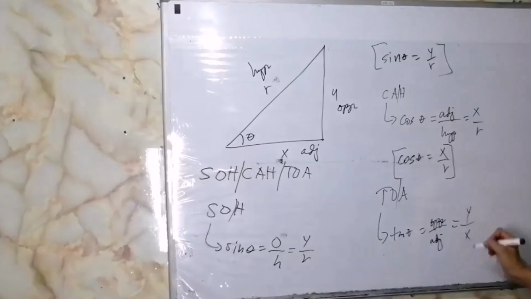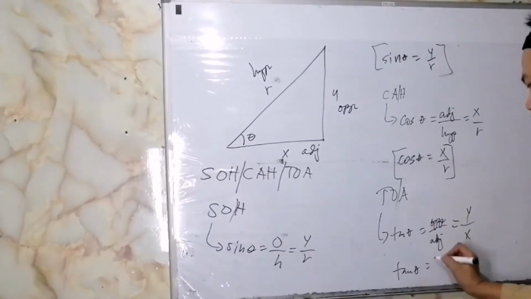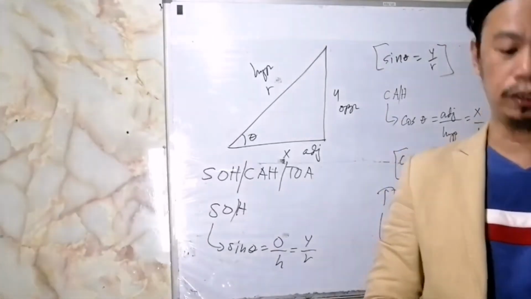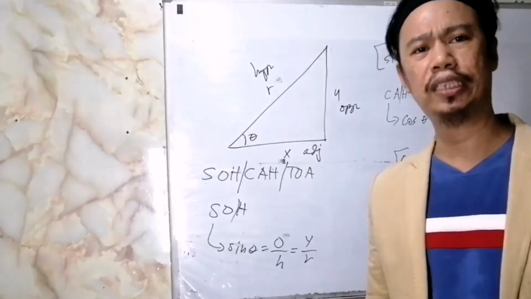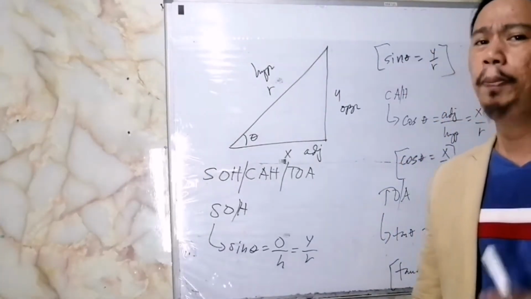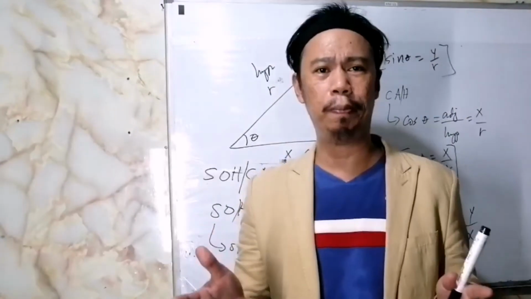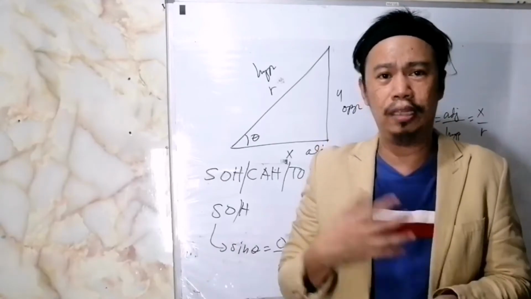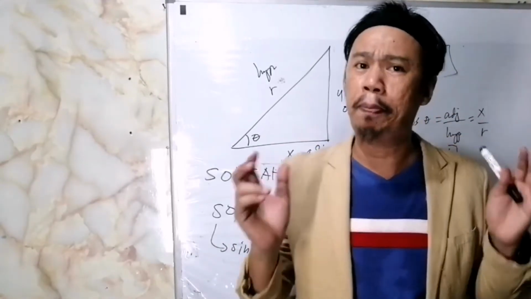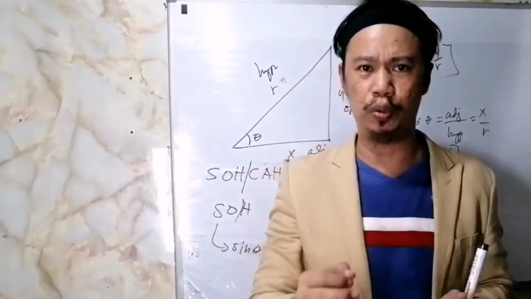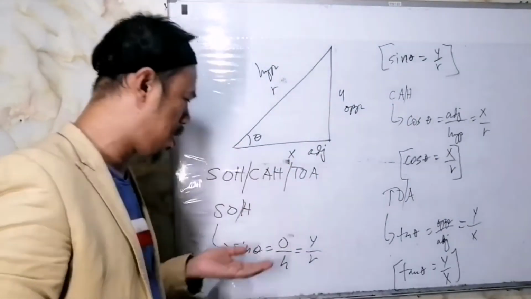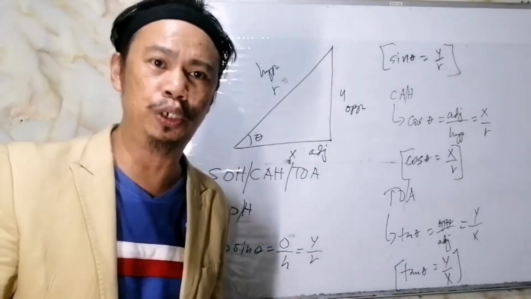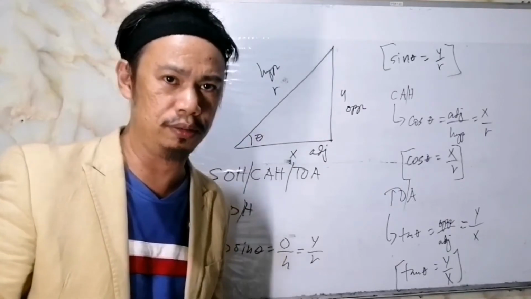Adjacent is the X. Therefore, tangent theta is equal to Y over X. So that is the SOHCAHTOA. Why do we need to study this SOHCAHTOA? Because SOHCAHTOA has something to do with vectors. Some teachers don't know that this is very necessary. That's why I'm telling you that you have to remember the SOHCAHTOA, because every now and then you're going to use this in your vector addition.